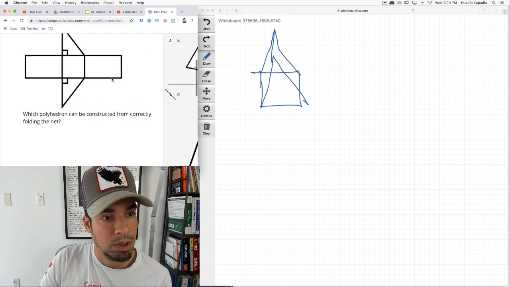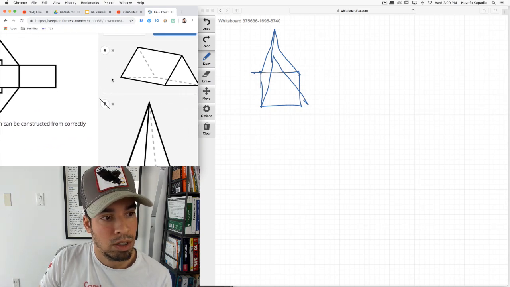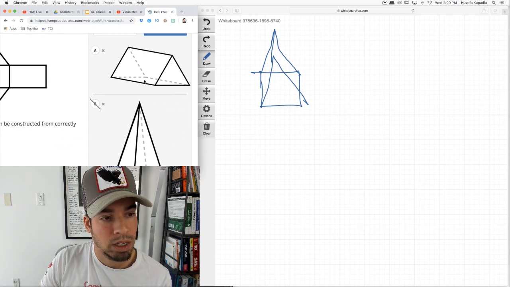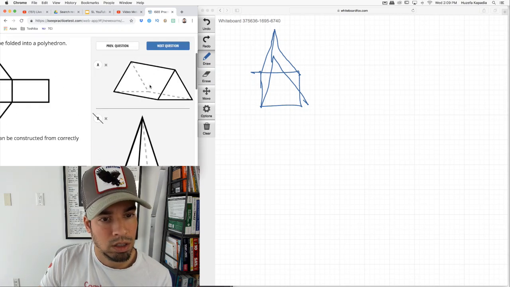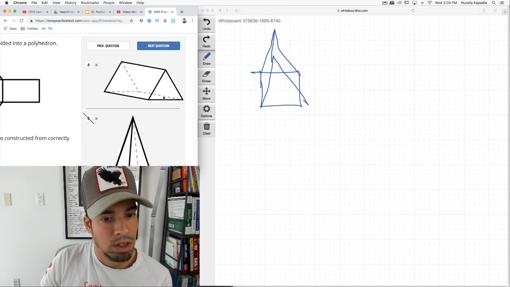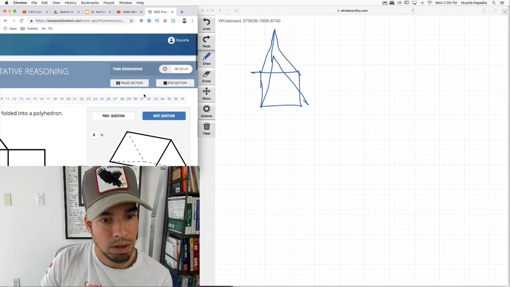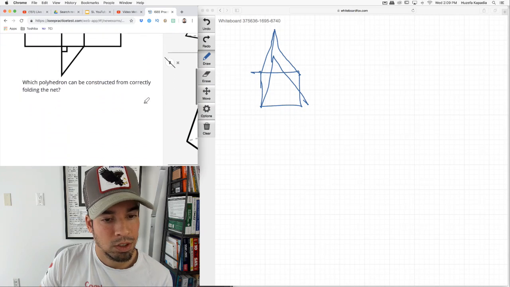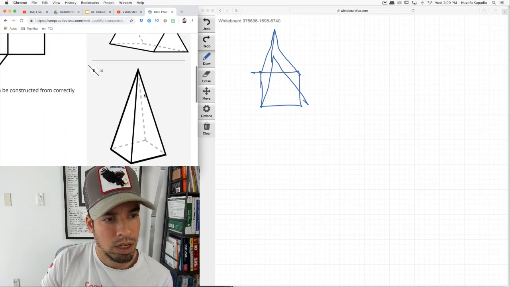Wait, this might be our best one. Yeah, because this is 3. This is 1, 2, 3 rectangles and 2 triangles, and no square. It looks like all these rectangles are the same, and that's not the case there. So it's going to be this one. It's going to be like a little square here, this and this. Yeah, and if we rotate it, I think D is our guy. Okay, just making sure, right angles. We got the right angles. Yeah, I think that's right.